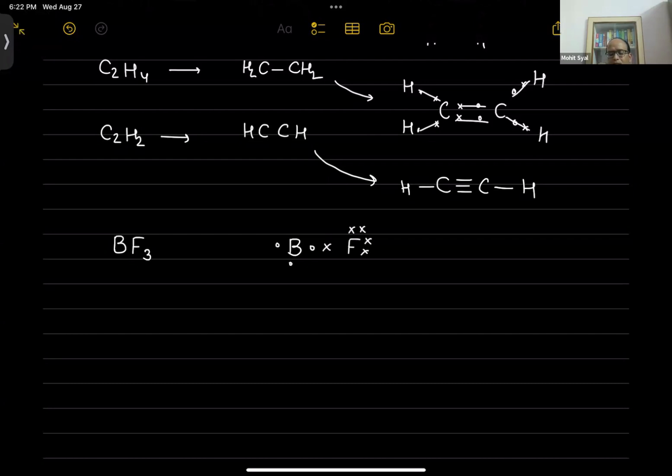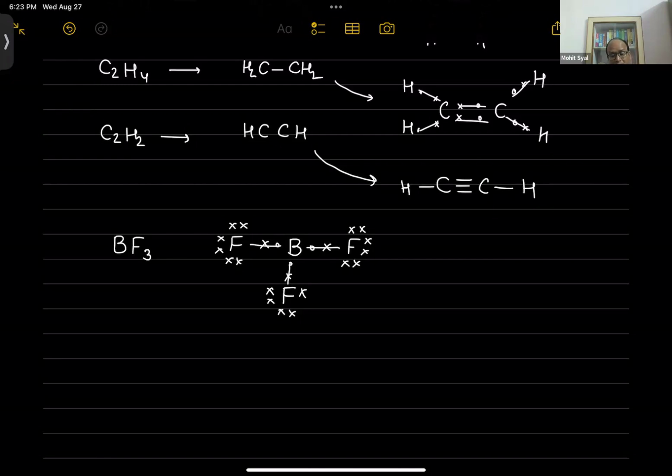1. Yes, sir. 7. Got it? Even after the sharing, you can notice why it is a hypovalent species, because its octet is still incomplete.